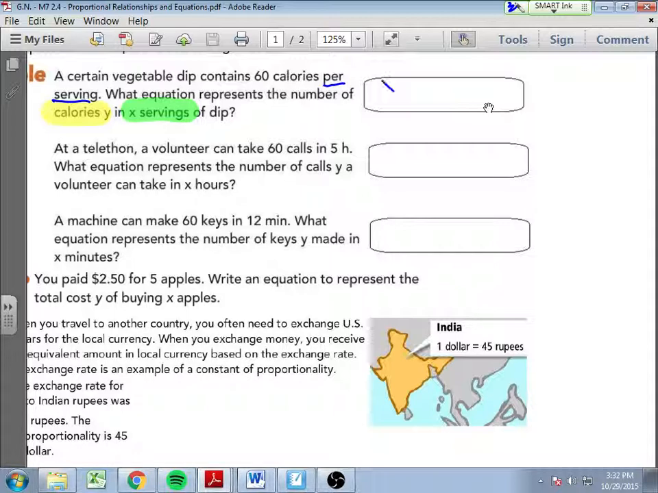So we will say y is equal to 60 times our x. We want all of these to be in the y equals mx form. Is the x one since the 60? No, because the x might change. Imagine what if you ate 4 servings of that dip. 4 servings, 60 times 4, 240. Sometimes a serving is really small.